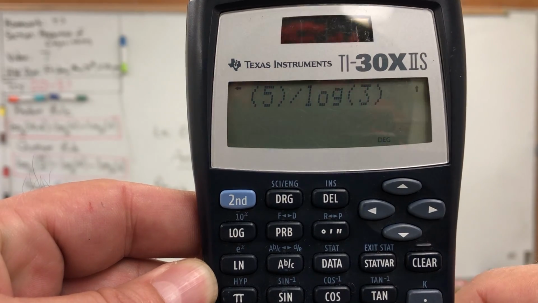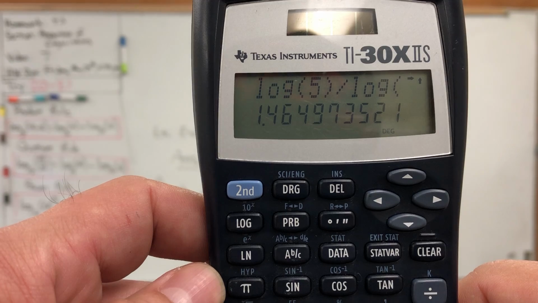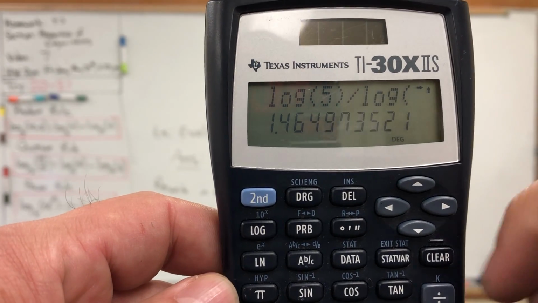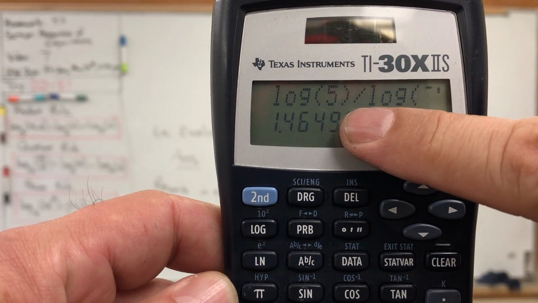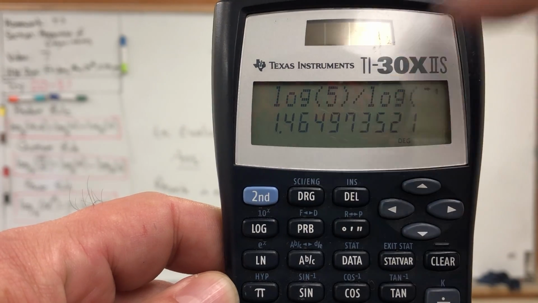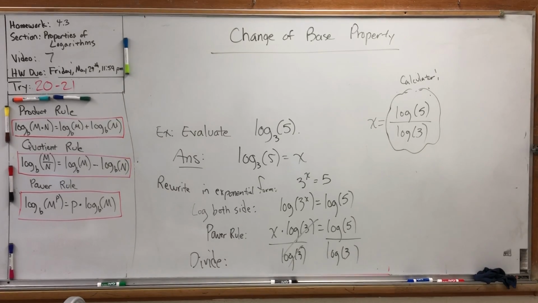And if I press equals, it will give me a big old irrational number. Well, it's not that big. 1.464973521. So if we round this to 3 decimal places, the first 3 are 464, the next digit is 9, so it's going to round the 464 up to 465. So 1.465. If you have a display calculator, you pretty much type in the problem like you see it.